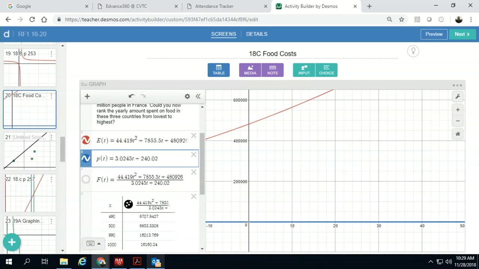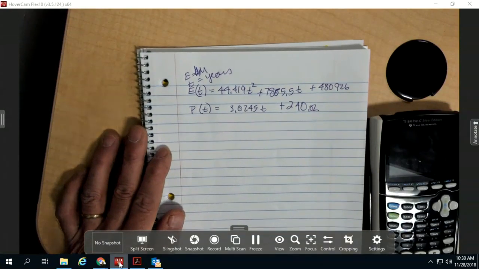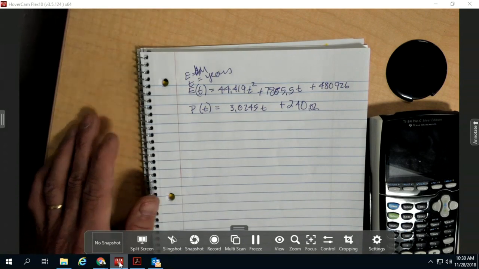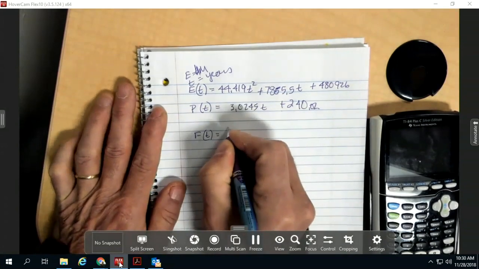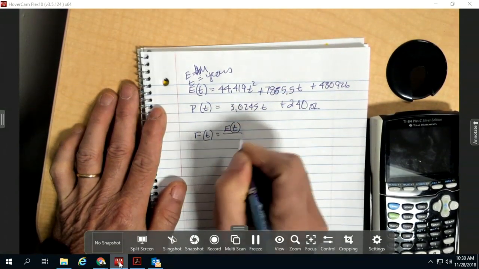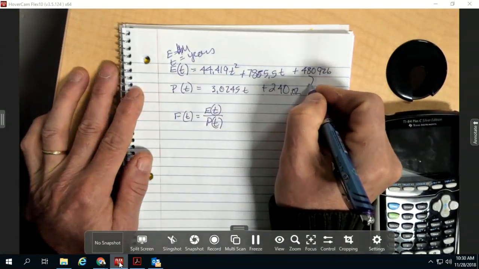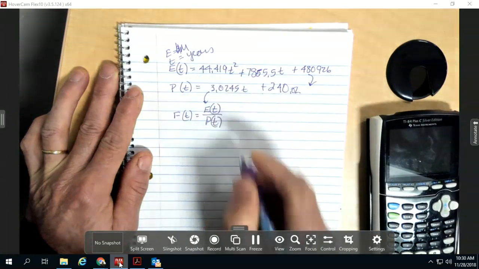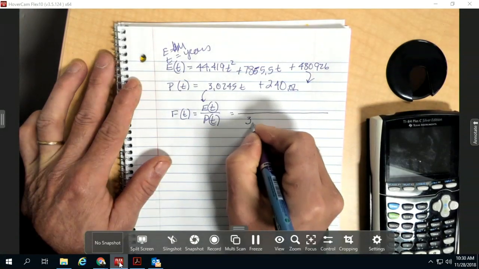Determine a formula for the function f that models the amount spent per person t years after 1988. Let's look at our function. Food as a function of time is the amount of expenditures as a function of time divided by the population as a function of time. So we just need to put this formula on top and this formula on the bottom, and we will have our food expenditures as a function of time.